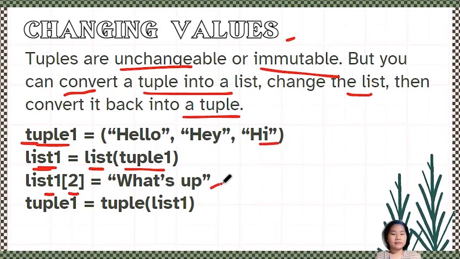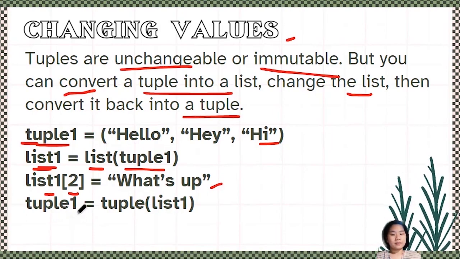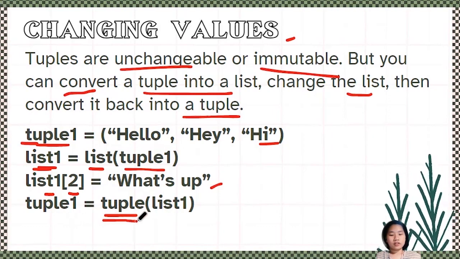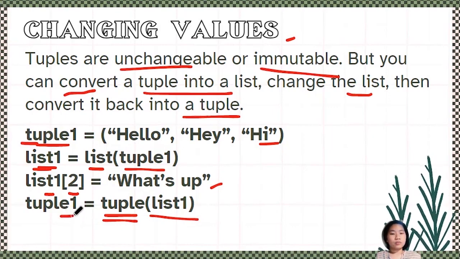Now that we're done with all of the modifications and all of the changing, we can once again turn it into its old data type. We have the tuple constructor, and we're passing in list1. So now list1 becomes tuple1.